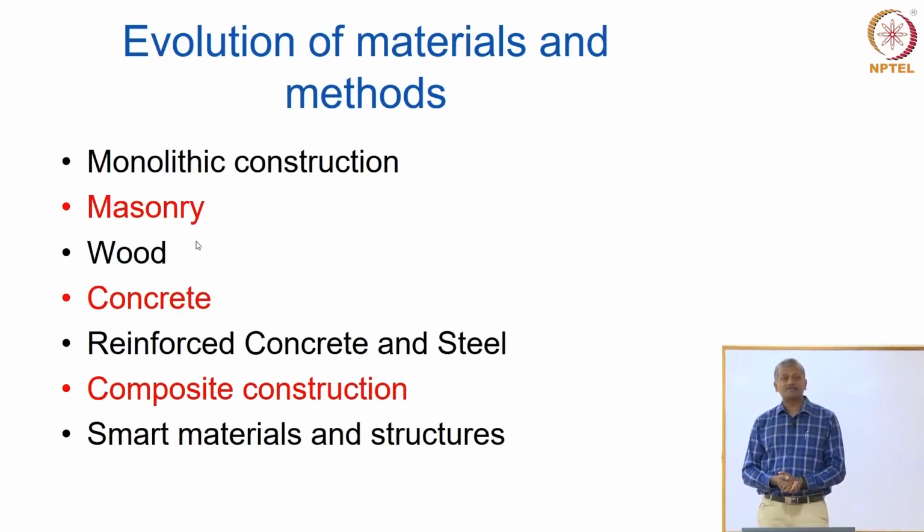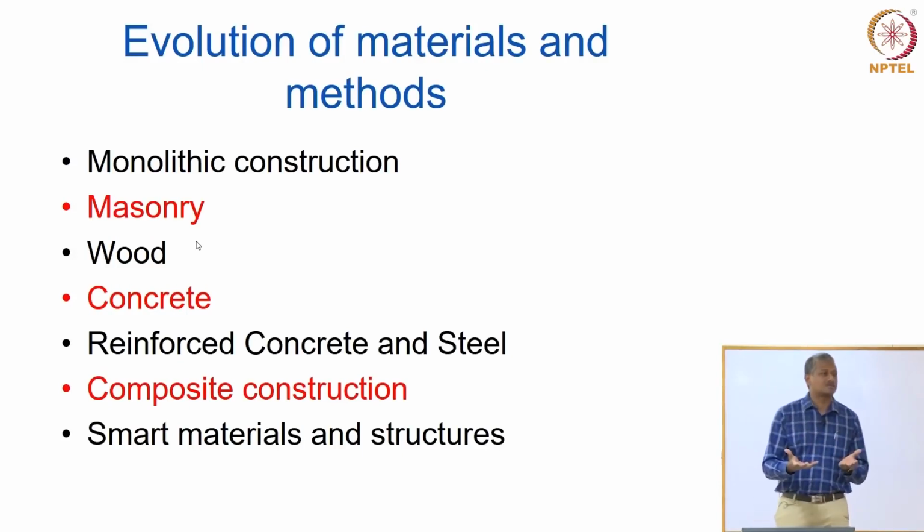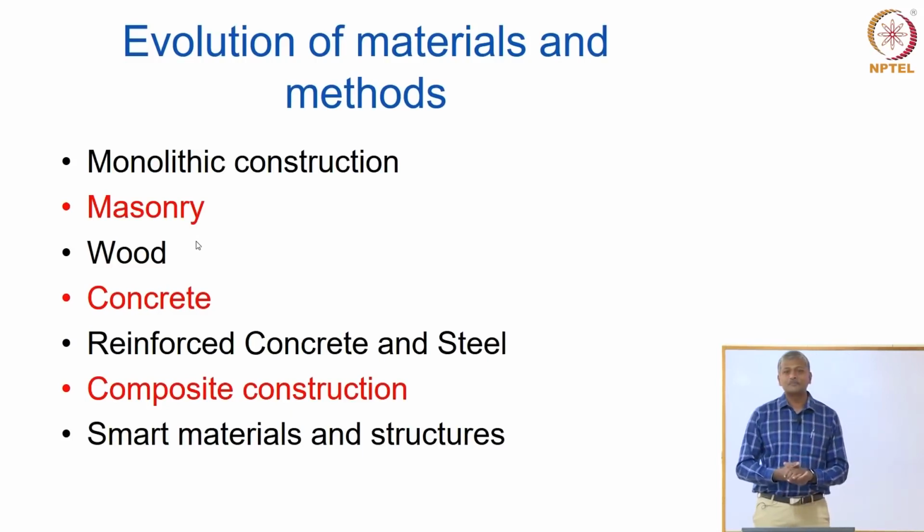Later on, people realized that they had to work with smaller blocks of material so that they could actually construct in a much grander fashion, because you can only do so much as far as monolithic construction is concerned. You can't really go beyond a certain scale. So then they started looking at smaller blocks, assembling these blocks in various types of shapes and sizes, and that's what we call masonry.